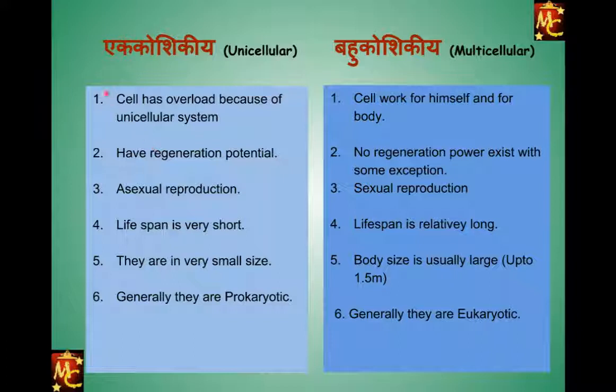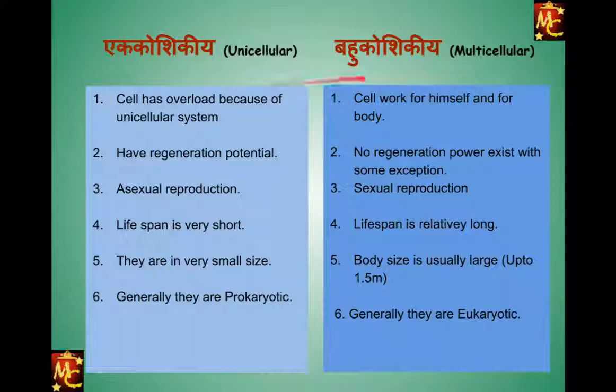The fifth one, this is not one, this is fifth actually. The fifth one is that the cell has overload in the unicellular system. Of course, they have only one cell, and that one cell has to do all the activities required for cell survival or for the living system. So they have much load on a single cell.